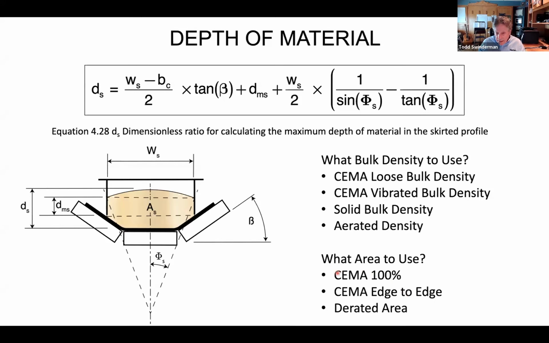So we're going to look at what CEMA calls 100% or their standard area, and a completely full conveyor, edge to edge. Now, I know none of you ever have spillage on your conveyors, right? You never get that conveyor loaded edge to edge and stuff dribbling off the side. And then if you've got mistracking, then you've got a real mess. So we need to look at that edge to edge area.